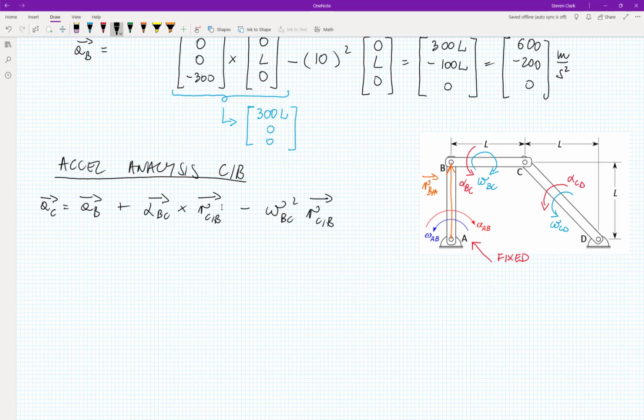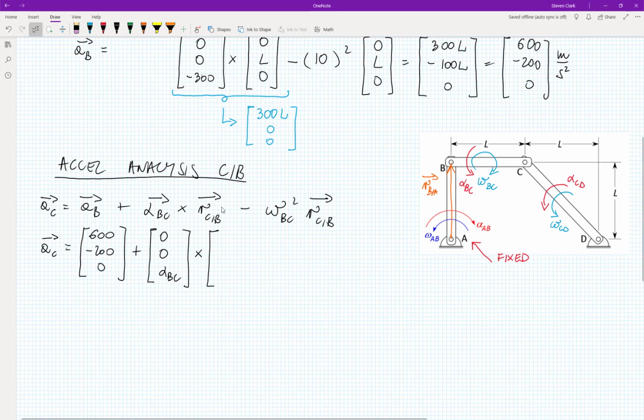Okay, guys, and let's fill out that expression. AC is not known. AB we just found, so this will be 600 minus 200, 0. Alpha BC is not known, so let's just assume that it rotates in a positive direction, okay? So this will be 0, 0, alpha BC. Even if you look at the drawing, I assumed that our alpha BC rotates in a positive fashion. We will see at the end if my assumption is correct or not. Cross this vector.